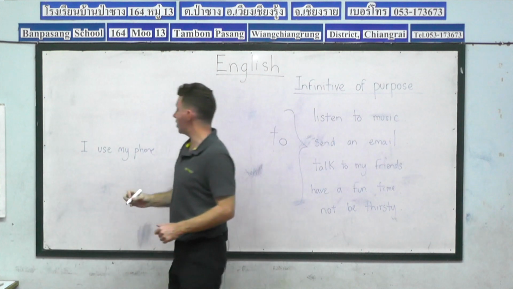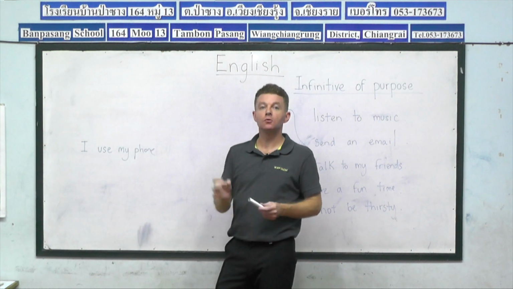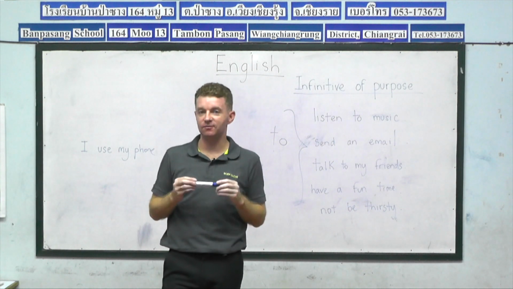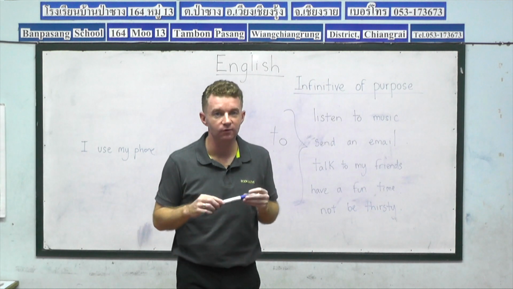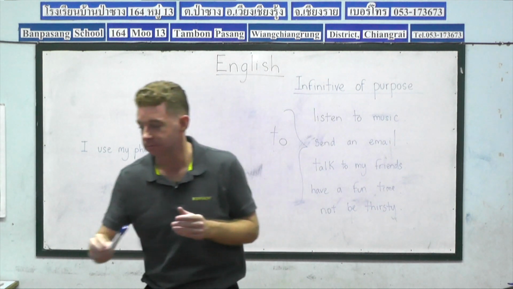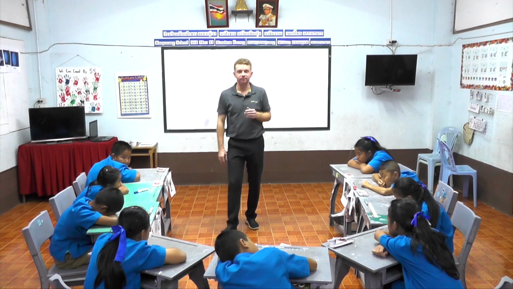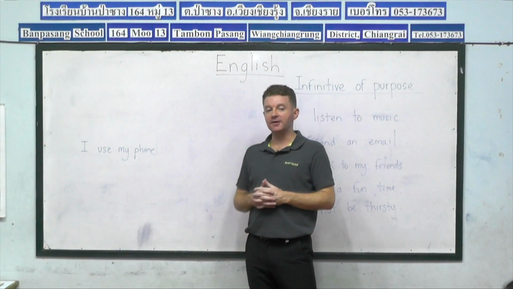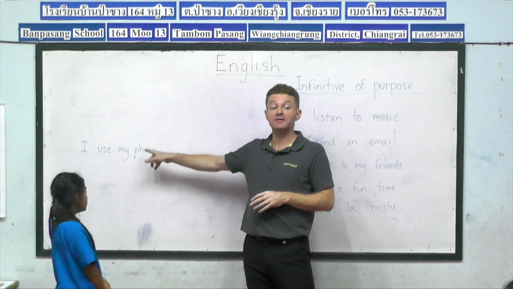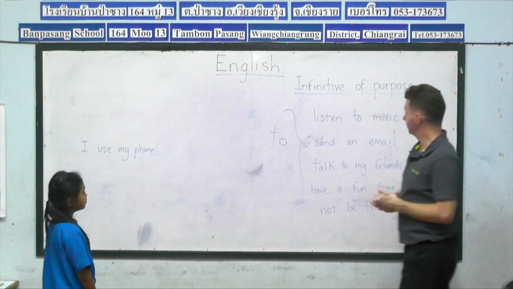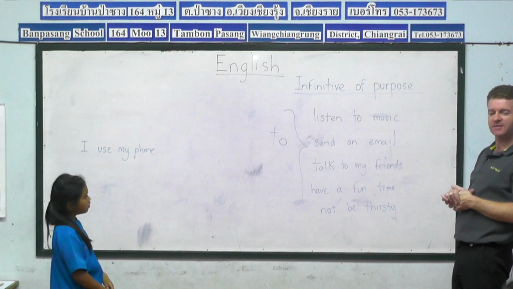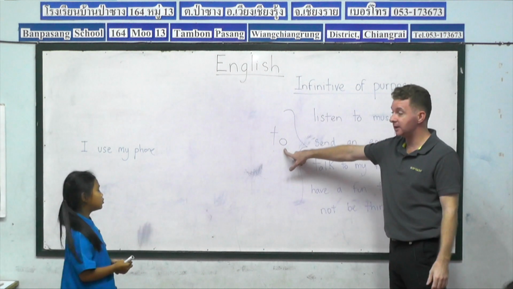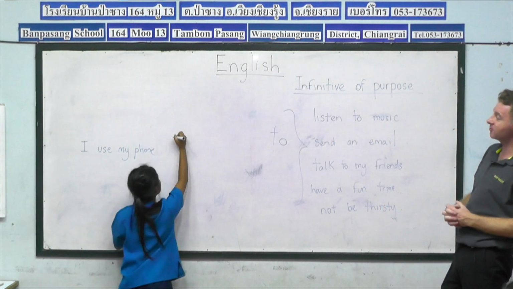Okay, so now we have our action. I use my phone. But how can we complete this statement with the correct infinitive of purpose? So our students will close their eyes, and one of them will have a pen. And the first pen is with Pak Bung. So Pak Bung, come and join me at the front of class, please. So guys, we have our action, I use my phone. So what do we use our phones for? What infinitive of purpose can we choose? Excellent. But what's the first word we need, Pak Bung? To. So can you complete the sentence, please?